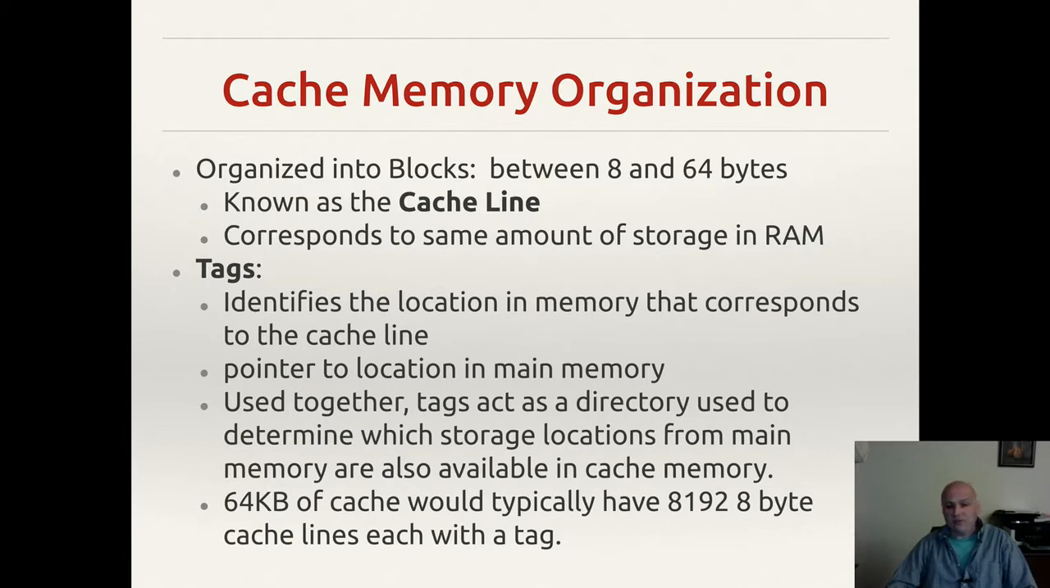And using the tag, we can now determine what storage locations are available to us in cache memory versus which ones we have to go out to get in main memory. So, for example, a 64 kilobit cache would typically have 8,192 8-byte cache lines within each tag.